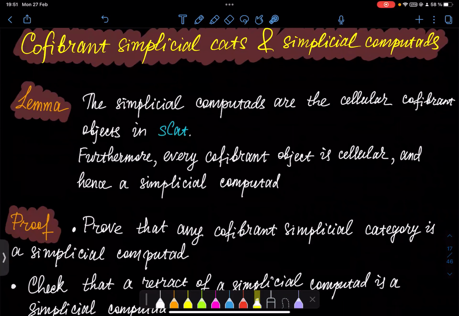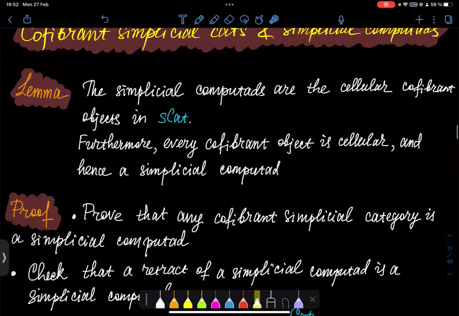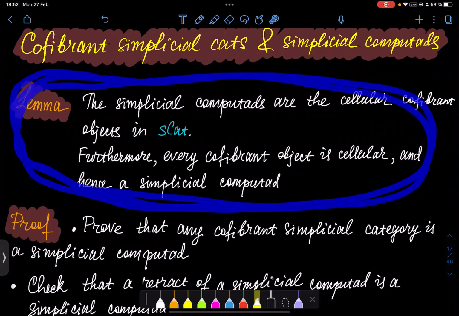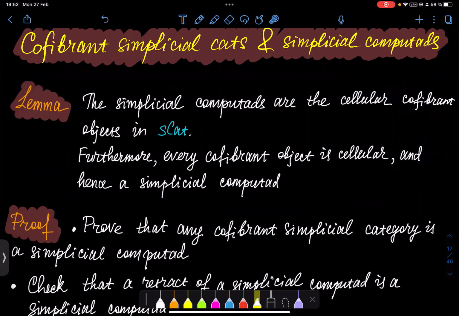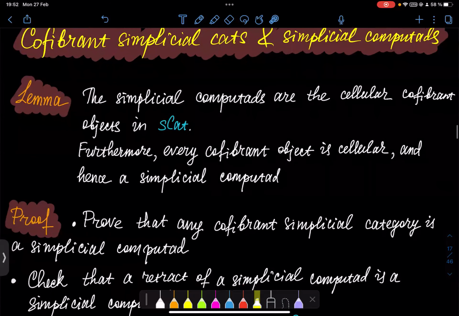And it turns out that the following lemma holds. The simplicial computads are the cellular cofibrant objects in simplicial categories. Furthermore, every cofibrant object is cellular and hence a simplicial computad. And the proof. So we have this convenient, fruitful description of the set of cellular cofibrant objects in simplicial categories. And later we will see that it makes sense, and by means of this construction we can produce a construction of the coherent nerve.